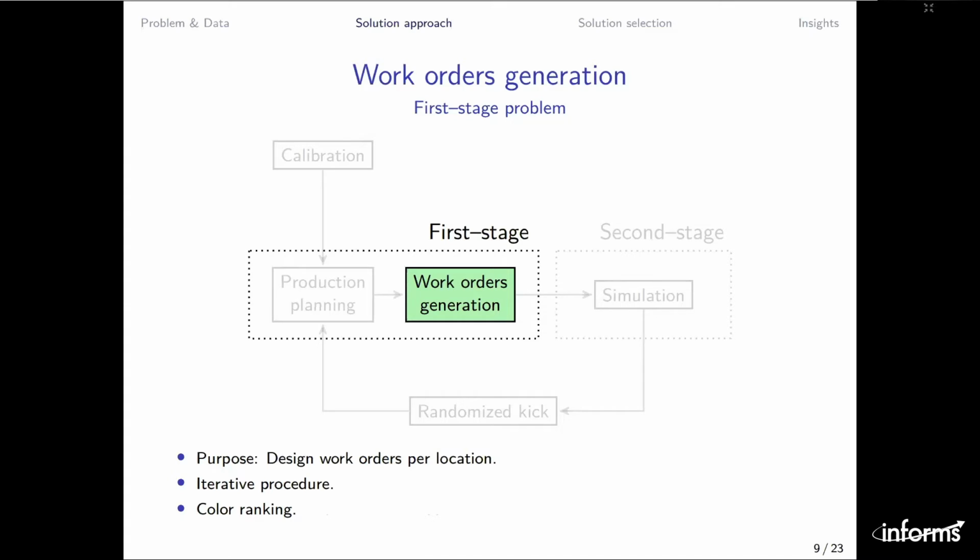In work orders generation, we use the NRMI and local demands to design internal work orders for each location. We do this by executing an iterative procedure that follows these rules. We process one color at a time according to a color ranking. To avoid too many setup times, we process one flavor at a time. We use a release batch size for which no size surpasses a PF5 bin capacity.